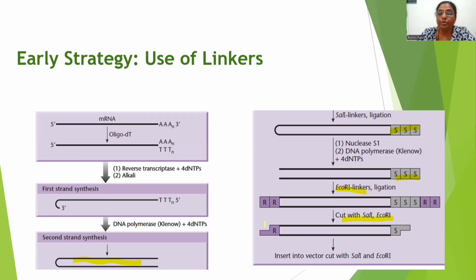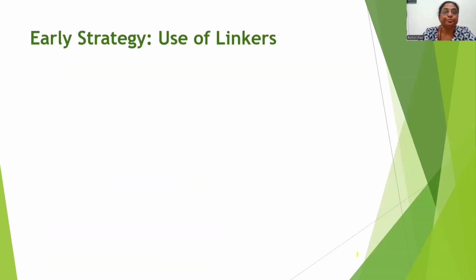Now when you have to clone this cDNA into a vector, the vector also has to be digested with SalI and EcoRI, so that there is a generation of the complementary ends on the vector. So the ends are compatible ends. There is the annealing, and then there is a cloning of your cDNA into a vector.